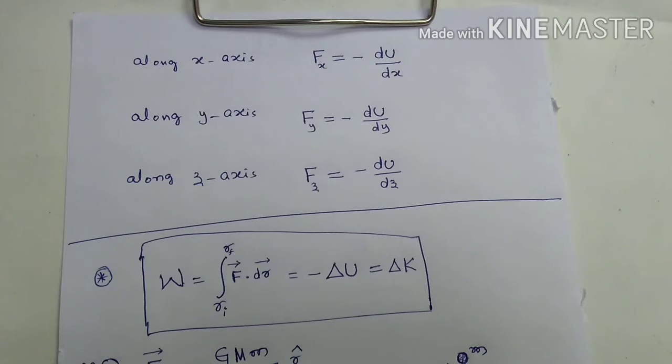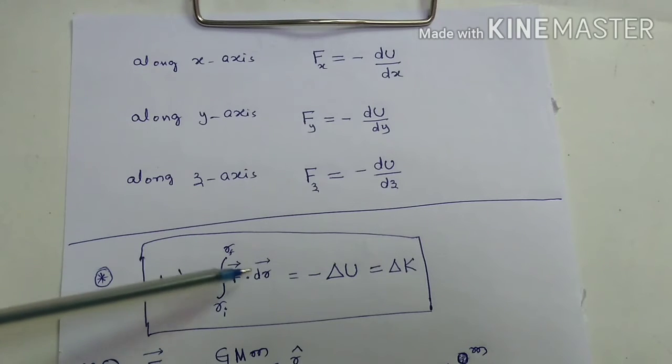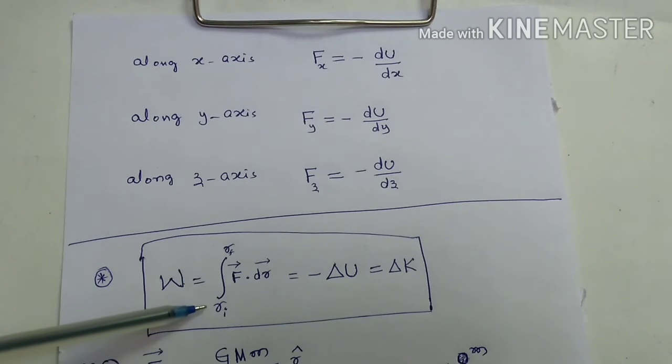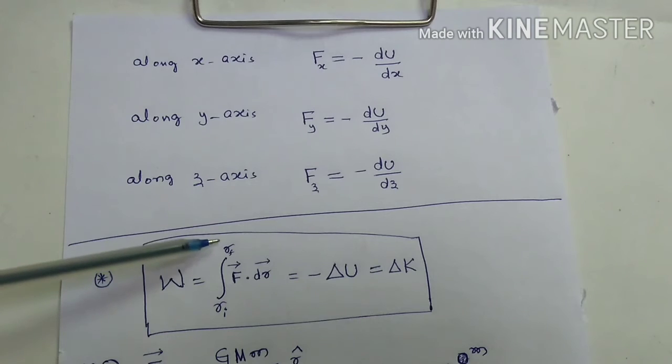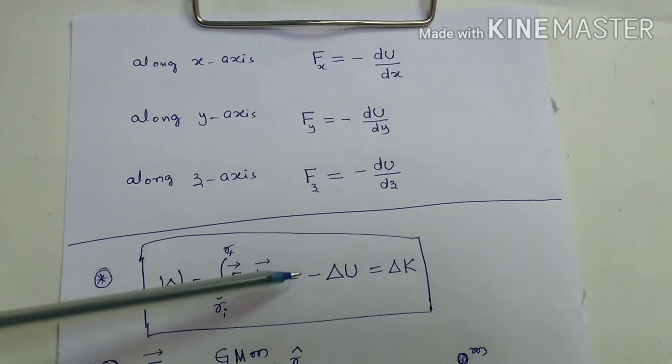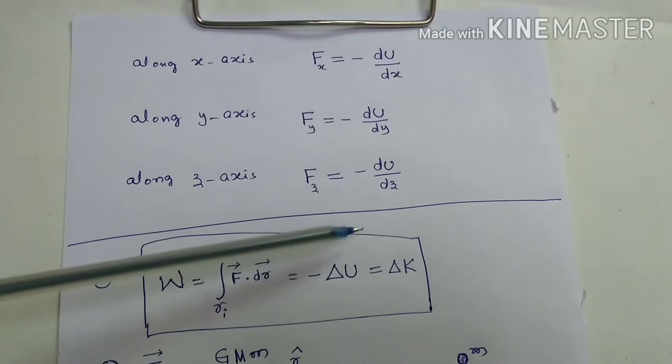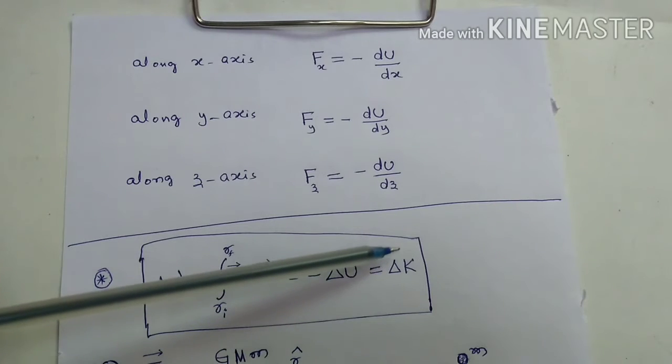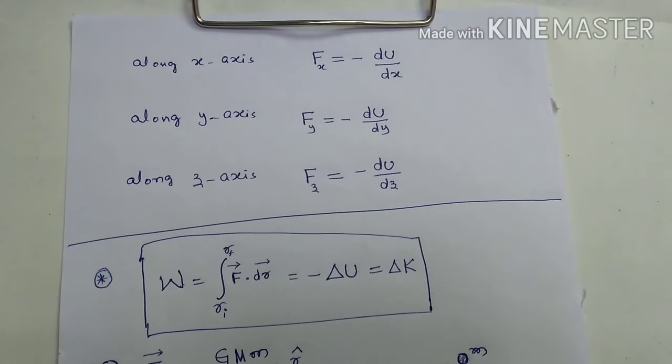Some important points I will tell you. Work done W equal to integration of F dot dr from initial position Ri to final position Rf equal to minus delta U equal to delta K. This is an important formula you have to remember. This formula we can use to solve the problems.